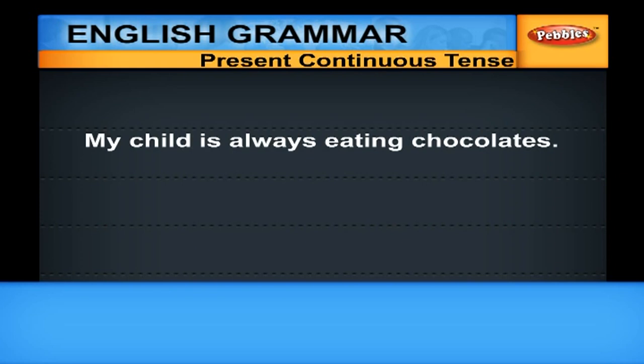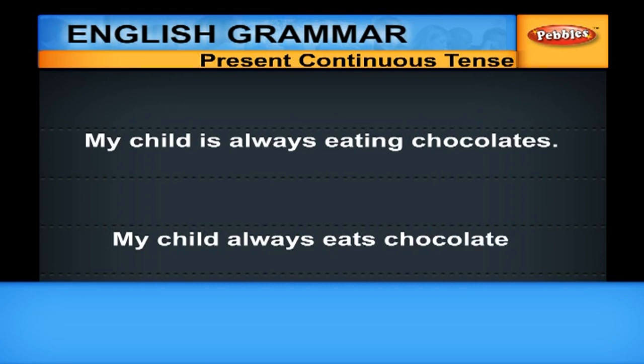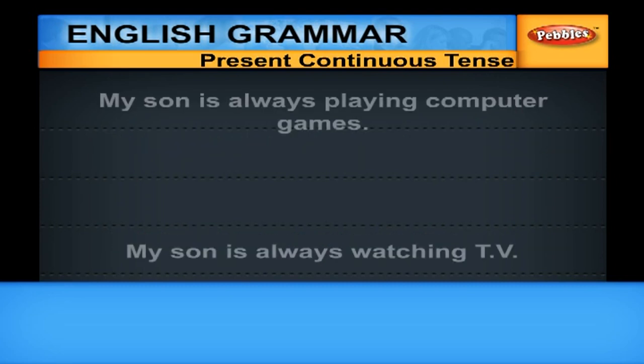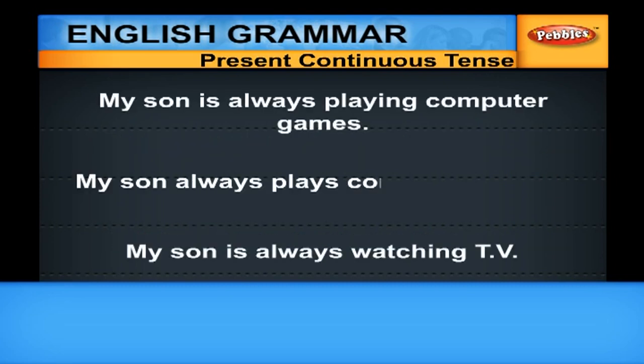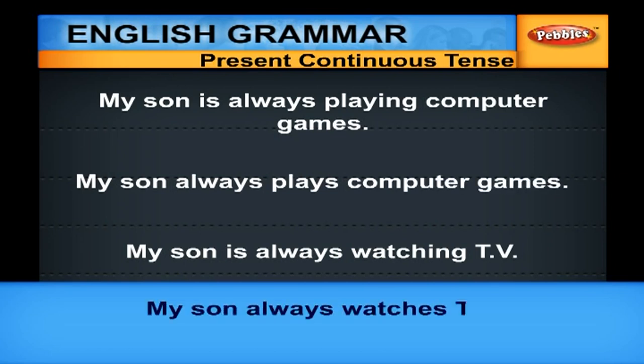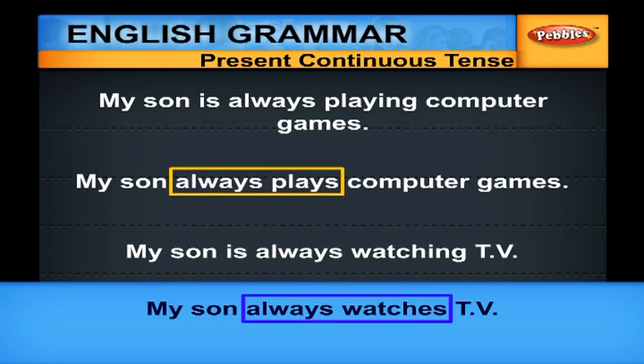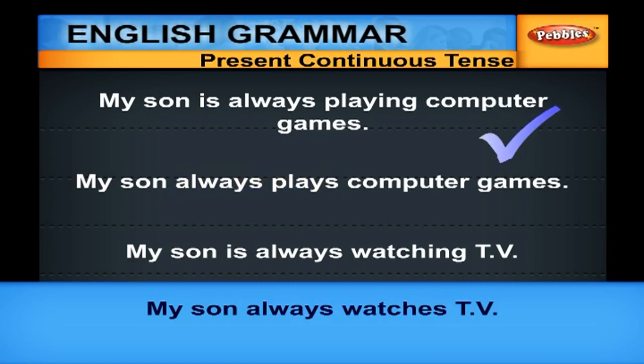You can say, my child always eats chocolates. My son always plays computer games. My son always watches TV. These actions may be habitual actions. Technically, you have to use only simple present. But in complaints of this nature, continuous aspect is also permitted. Some more examples to understand this usage.